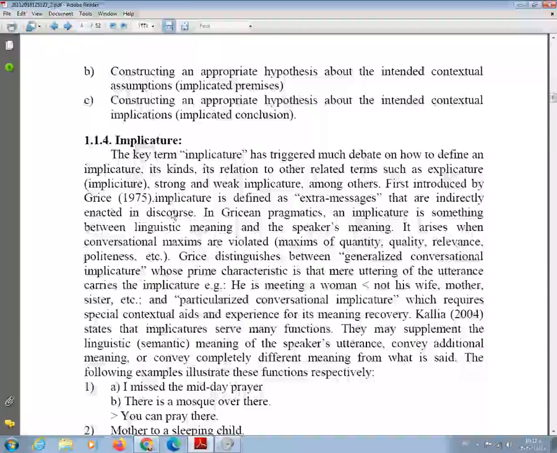Implicature, yes, is defined as extra messages that are indirectly enacted in discourse. Extra hidden messages. Okay, so things which are not said explicitly, messages that we have to deduce, that we have to infer, simply put. Okay, and then we have some examples.